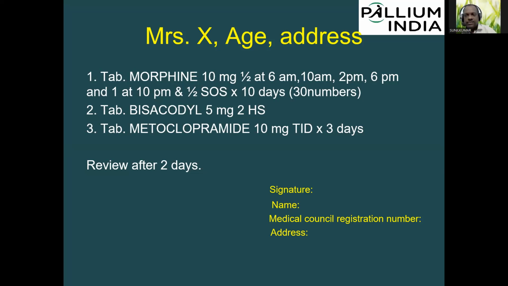And you have to also write the review date. So I told you maybe after every 24 to 48 hours, you can review the patient. So review after 2 days. And the doctor has to put signature, name, medical council registration number, and address. So on the top, you should have the patient's name, age, and address.